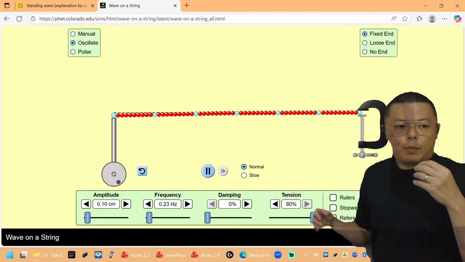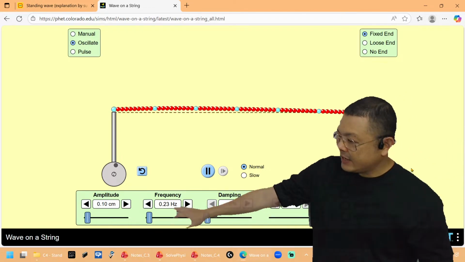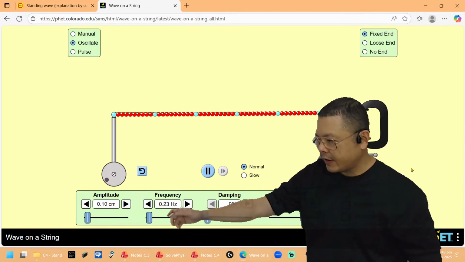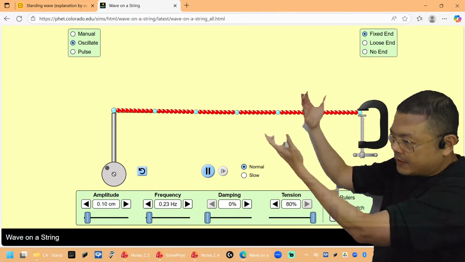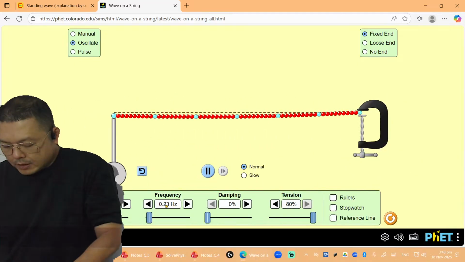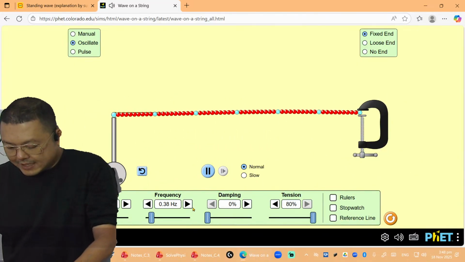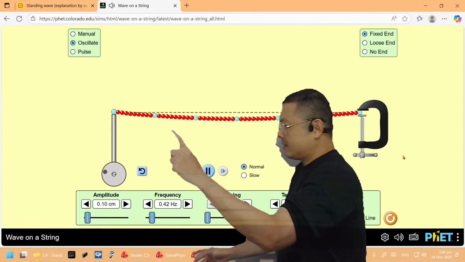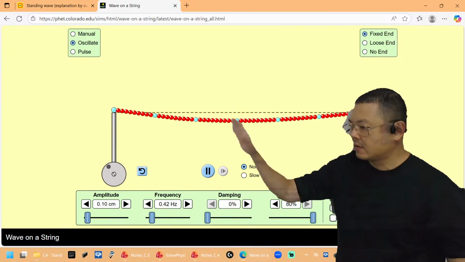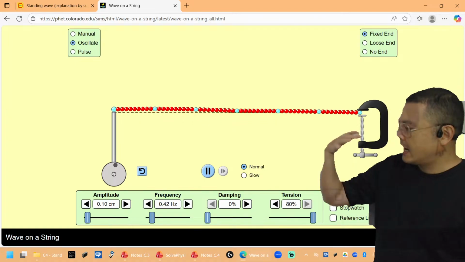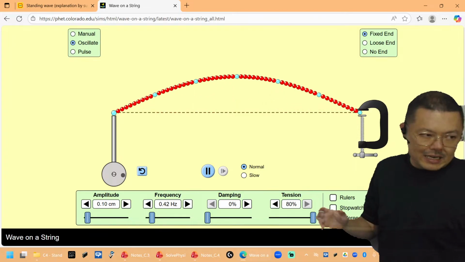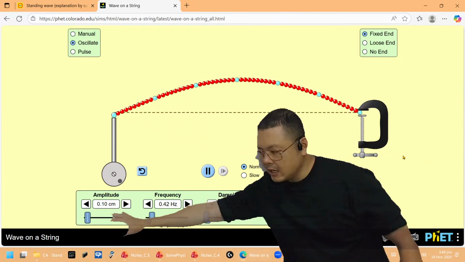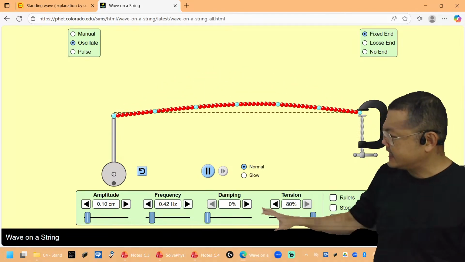What I'm going to do now is increase the frequency again. I started from 0, and I increase the frequency bit by bit until I hit a certain frequency where I'll see a very obvious standing wave. Let me show it to you. After my own testing, I figured out that the first harmonic is 0.42 hertz for this particular simulation, and I'm just going to let it run at 0.42 hertz. Very quickly you realize that I didn't change the amplitude, the damping or the tension. I just merely changed the frequency.